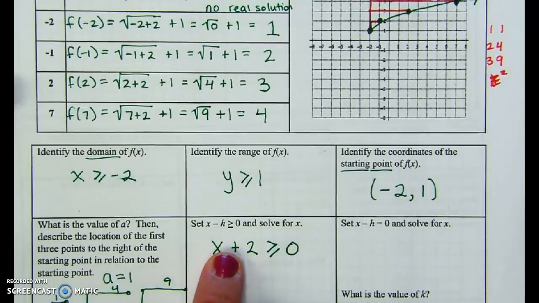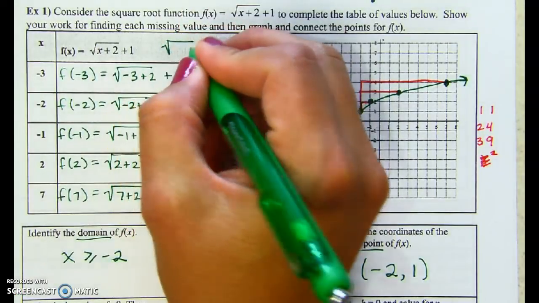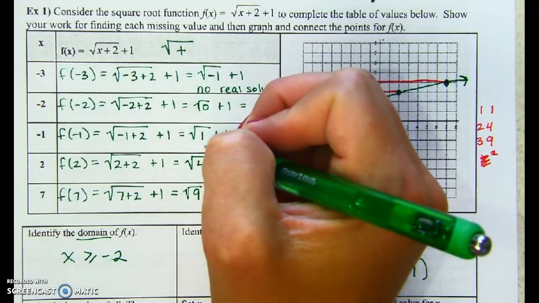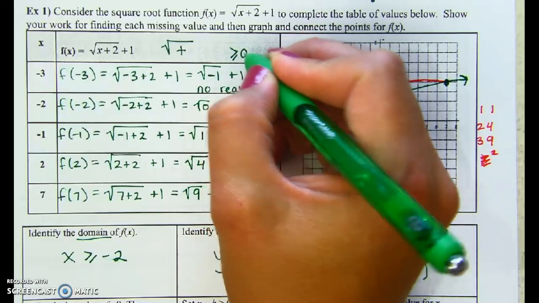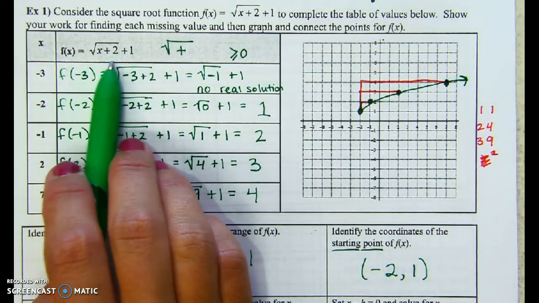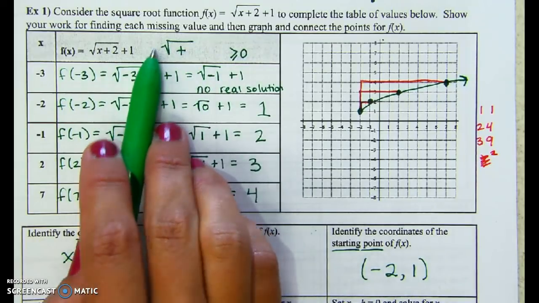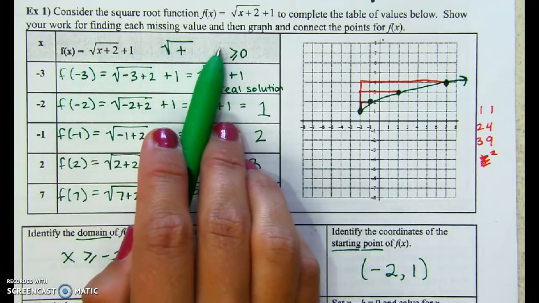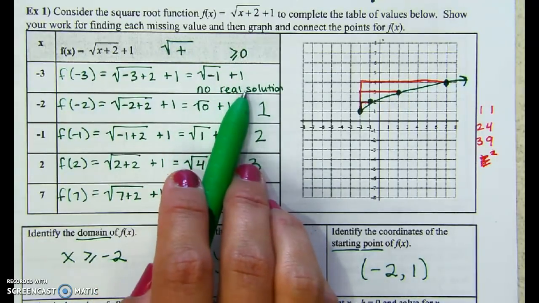Why are we doing that? What's the rule for square roots? You can only take the square root of a positive, right? But we don't use the plus sign for positive. What does positive mean in math? Positive means greater than or equal to 0. So this will only be defined if the inside is greater than or equal to 0. So x plus 2 must be greater than or equal to 0 in order for us to get a real solution, whereas here we got no solution.